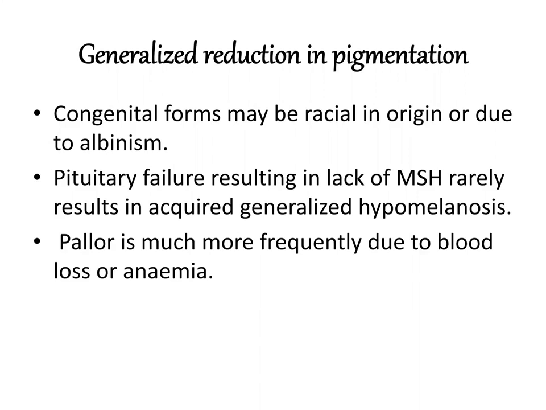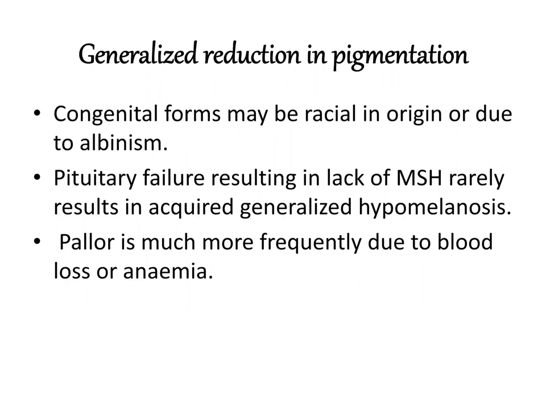Now, in acquired conditions like pituitary failure, the pituitary secretes a messenger, melanocyte stimulating hormone. That may be reduced in pituitary failure, which will give rise to acquired generalized hypomelanosis. Sometimes the same can happen with hypothyroidism to a certain extent. So pallor can occur due to blood loss as well.